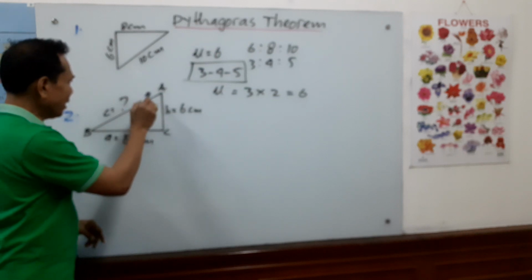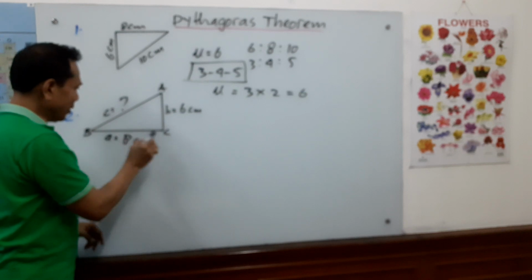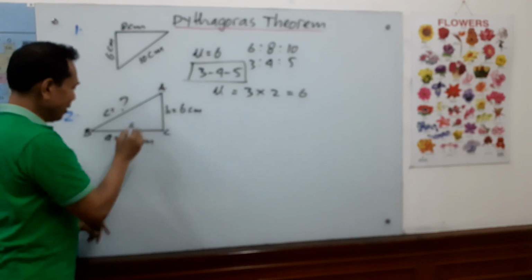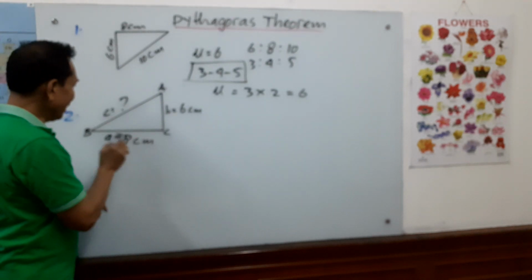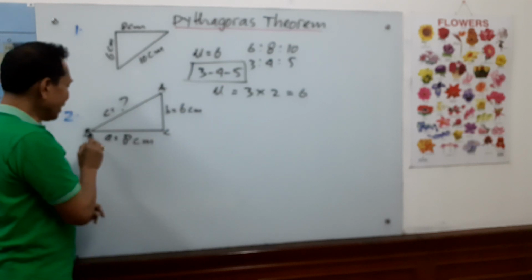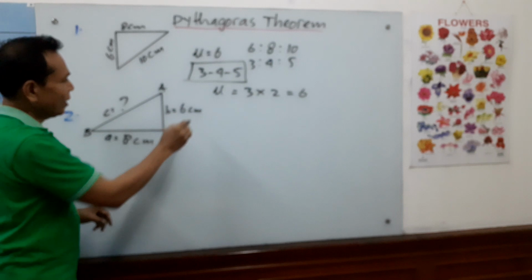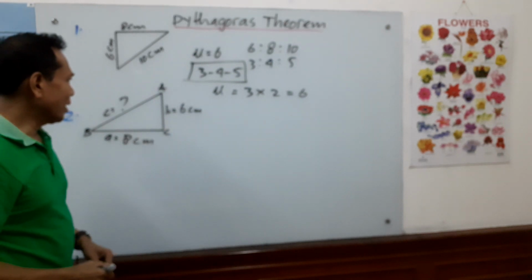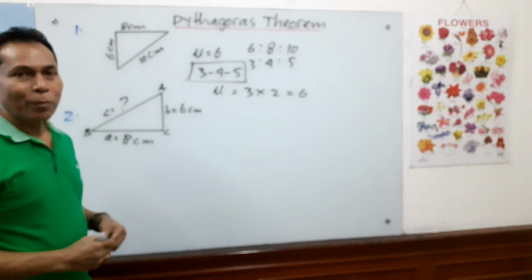And we look at A. A is opposite of this base side here, BC. So we name it A. So A is 8 centimeters. And this vertical side here, AC, we name it after B, this angle here. So it's B, and it's 6 centimeters. So we put the formula of Pythagoras.